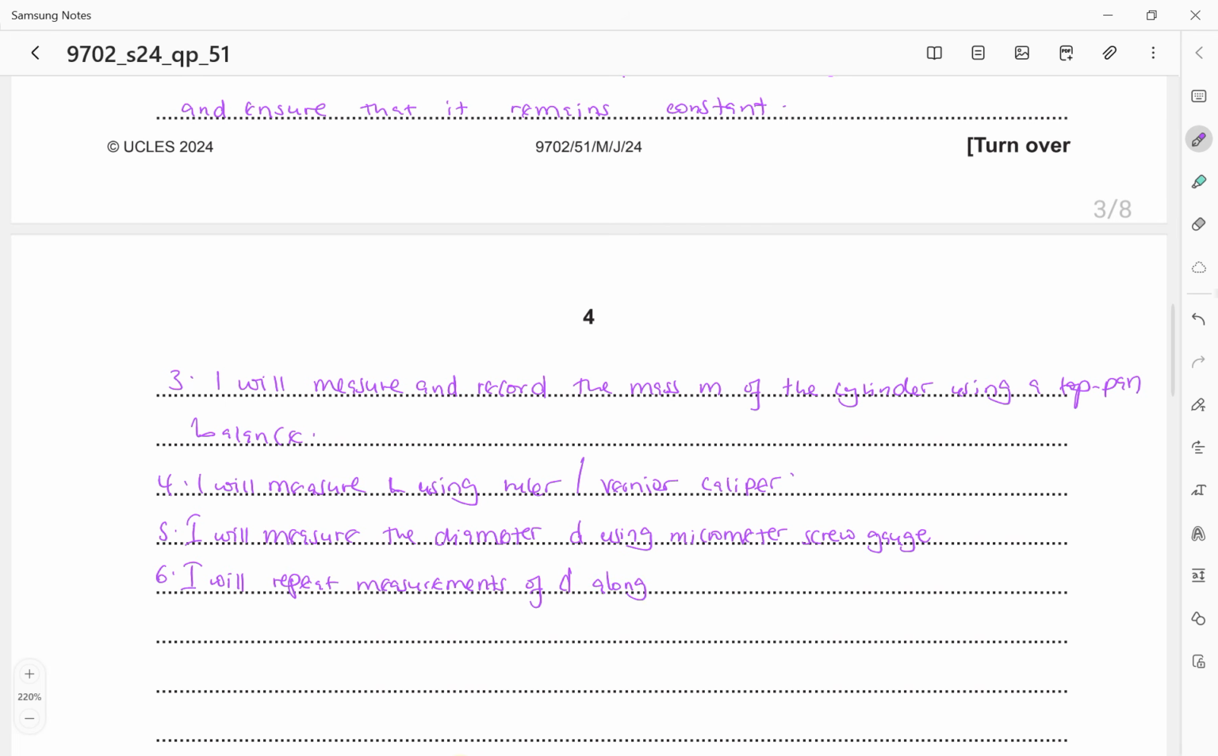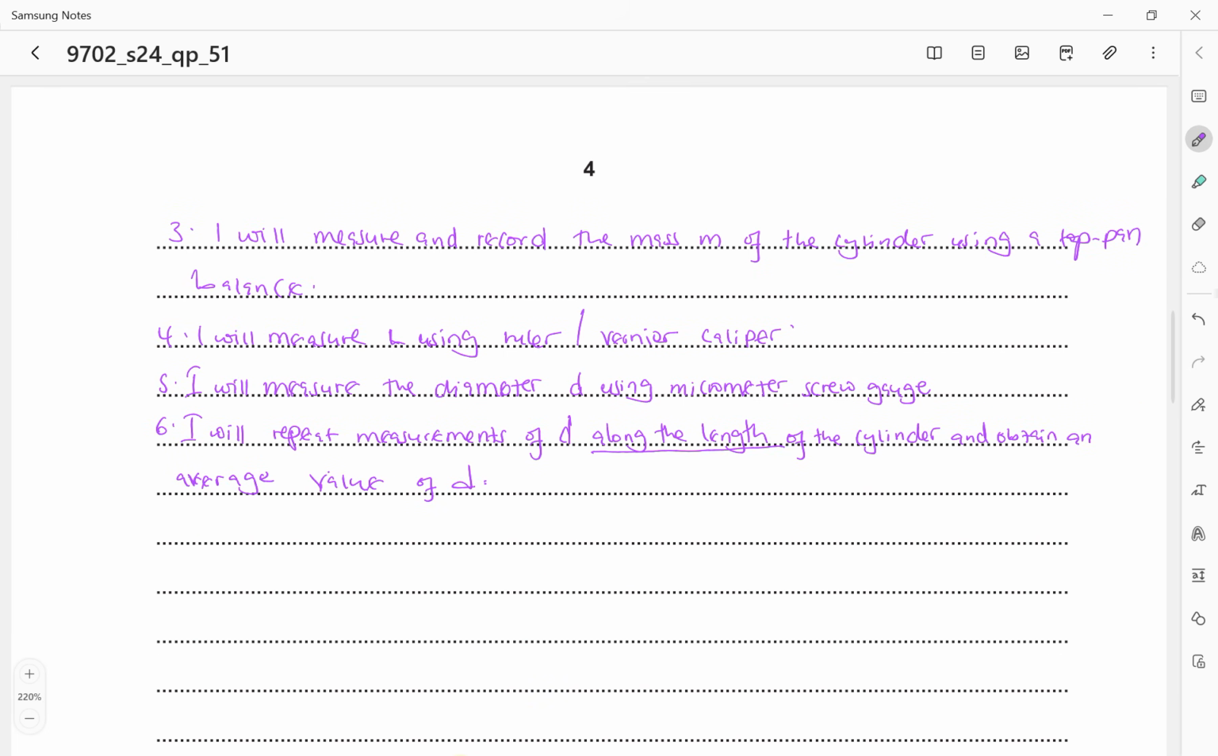along the length of the cylinder, and obtain an average value of D. So I have repeated to measure D along the length of the cylinder, not at one point, and obtain the average value of D, just in case the cylinder is not very uniform.